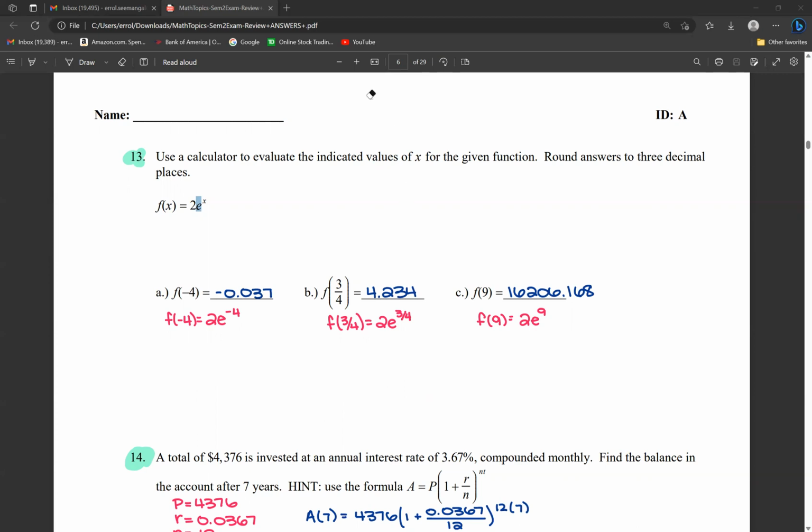All right. And then same thing for B. What's 3/4 as a decimal? 3/4 as a decimal is 0.75. So for that one, just go 2e^0.75. You get 4.234. Yes. And then same thing with the 9. This one's just like the first one. This one will be 2e^9. Do this part first, then multiply by 2.